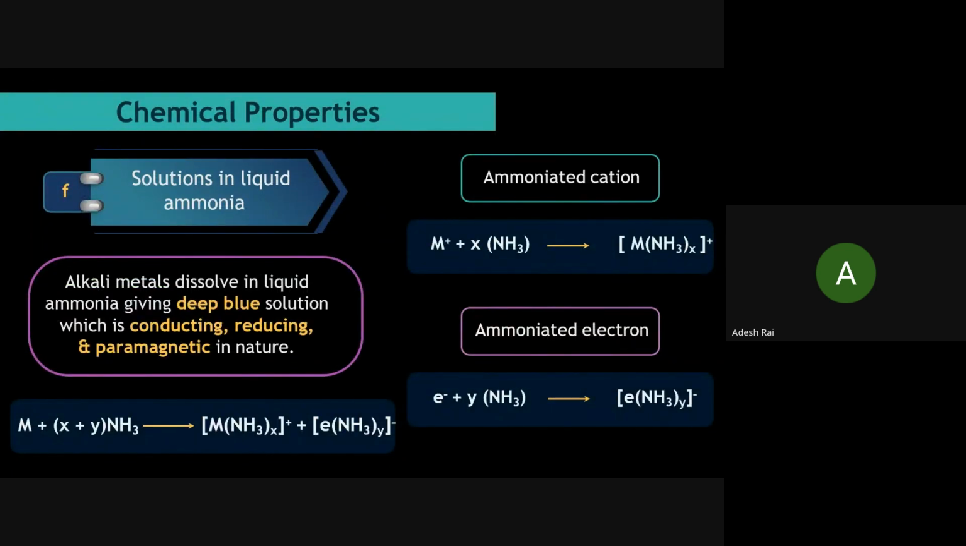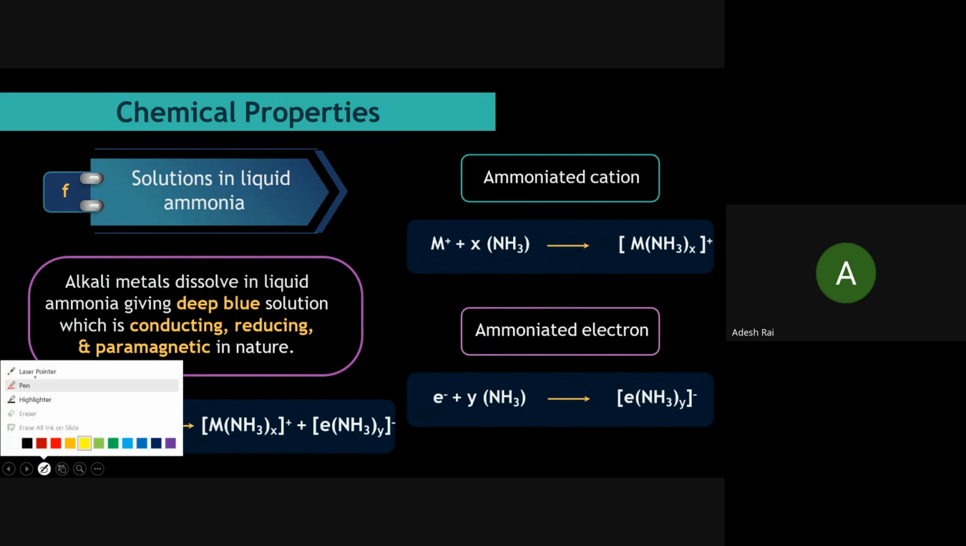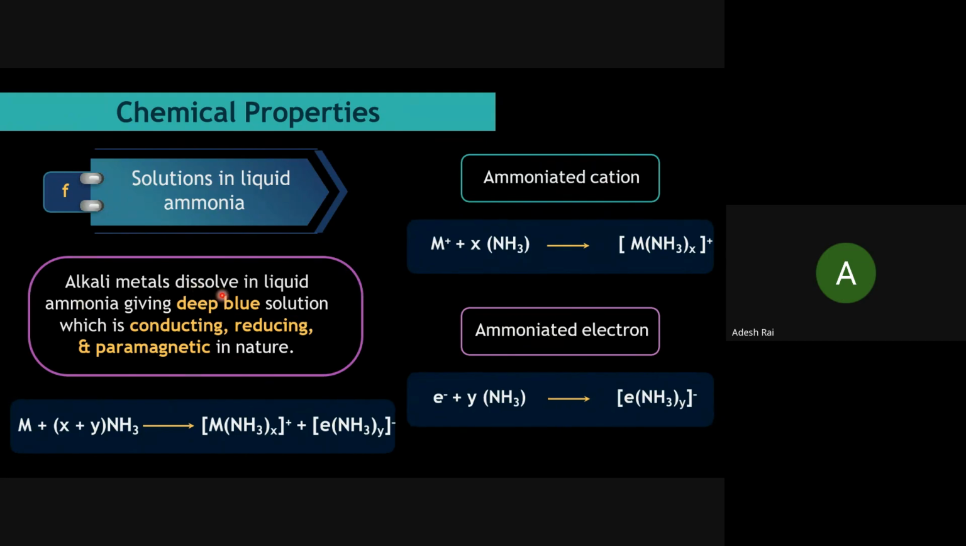Now, chemical properties. See, this is a very important chemical property of group 1 metals. Alkali metals, when dissolved in liquid ammonia, give a deep blue solution. What do they give? They give a deep blue solution, which is conducting, reducing, and paramagnetic in nature. Why is it like that? See, conducting is what? It will conduct electricity. And to conduct electricity, either you should have ions or electrons, right? Yes or no?